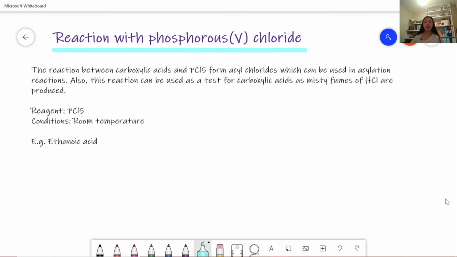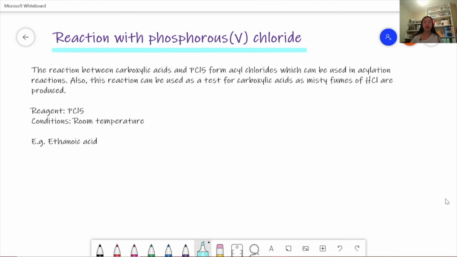Now we're going to have a look at the reaction with phosphorus chloride. The reaction between carboxylic acids and phosphorus chloride forms acyl chlorides, and these can be used in acylation reactions, which we'll look at a bit later. This reaction can also be used as a test for carboxylic acids, as misty fumes of HCl are produced. The reagent we're using is phosphorus chloride, and we're using room temperature.